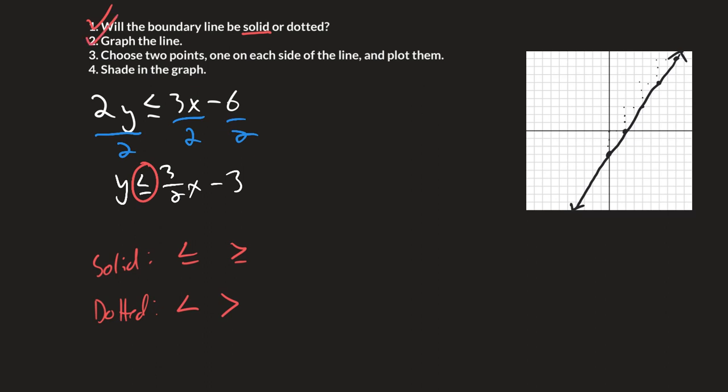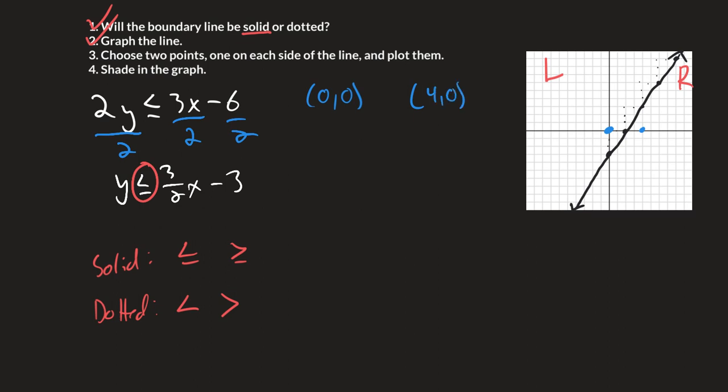For number 3, it says choose 2 points, one on each side of the line, and plot them. So we want to choose a point that's on the left side and a point that's on the right side. The first point you should always choose if possible is 0, 0. The only time you couldn't choose that is if it was on the line itself. So our left point will be 0, 0. Our right point, let's choose something easy like 4, 0 would be our other one.